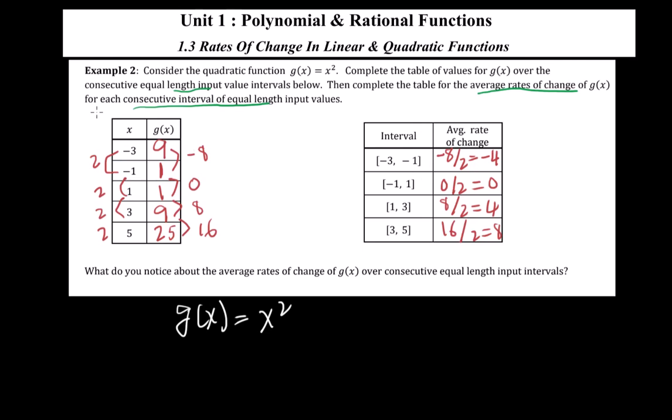How do we know that? Let's test when x is -5. So -5 to the power of 2 is 25. Then 9 minus 25 is -16. So the interval that we are looking for is -5 to -3.